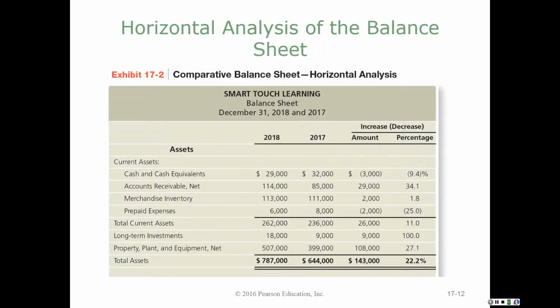We can also calculate, and will calculate, the horizontal analysis for a balance sheet. So in the balance sheet we see that cash decreased from $32,000 to $29,000 from 17 to 18, a $3,000 decrease, or a 9.4% decrease. On the other hand, accounts receivable have increased 34%. Merchandise inventory is building up slightly with an increase of 1.8%. So you can see how the percentages give you a better perspective of what's going on than simply a $3,000 change or a $2,000 change.